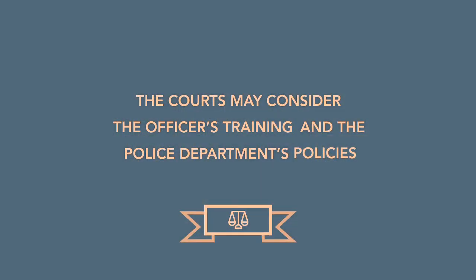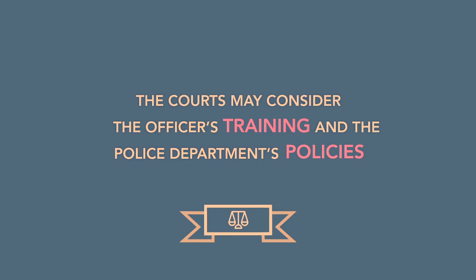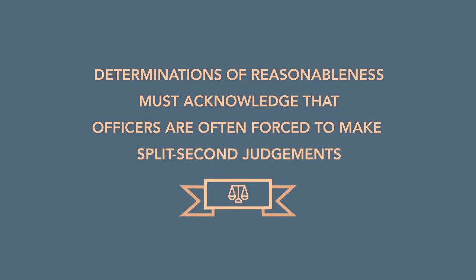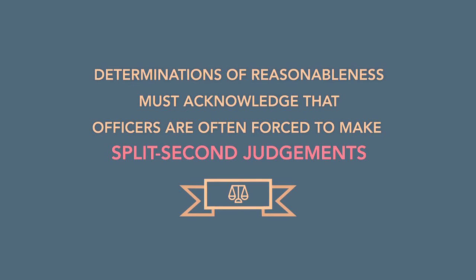In looking at all of the circumstances that bear on an officer's use of force, the courts may consider the officer's training and the police department's policies. When deciding whether an officer's actions are reasonable, the courts try to avoid using hindsight and instead try to consider an officer's actions from the perspective of an objective police officer on the scene. The Supreme Court has emphasized that determinations of reasonableness must acknowledge that officers are often forced to make split-second judgments in circumstances that are tense, uncertain, and rapidly evolving.